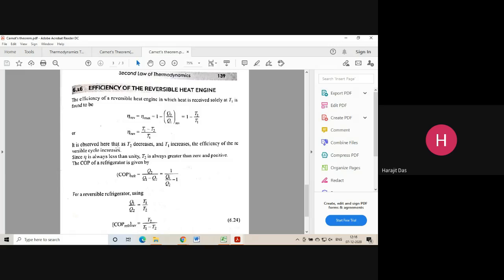So it is observed here that as T2 decreases, what I actually told you, the efficiency increases.